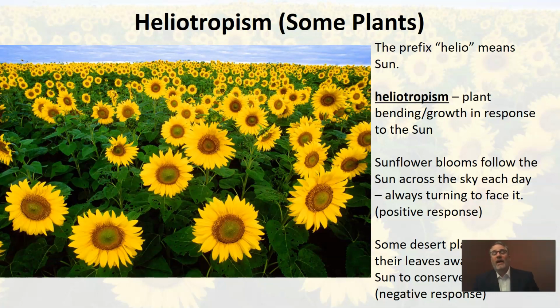Some desert plants will actually turn their leaves away from the hot sun to help conserve water. Some of you know that transpiration is where plants lose water. It's sort of like plant sweating. And so if they can manage to maybe not heat up as much, and if you're in a desert environment where water is scarce, there's not a lot of it, heliotropism is a negative response where they actually turn away from the sun and or bend away from the sun.